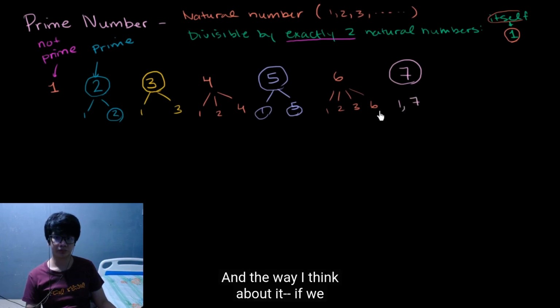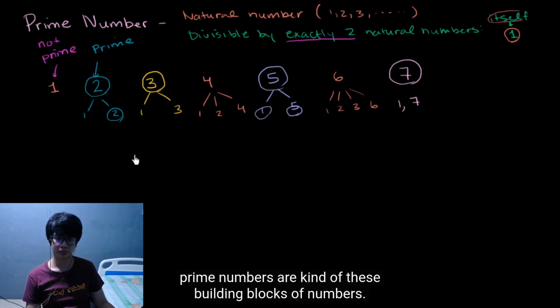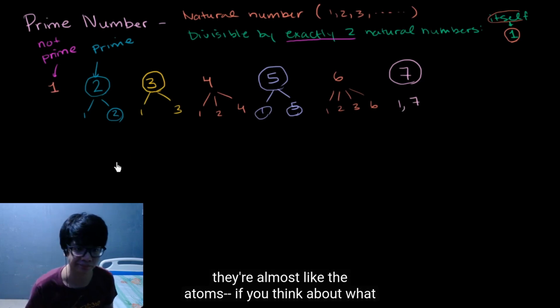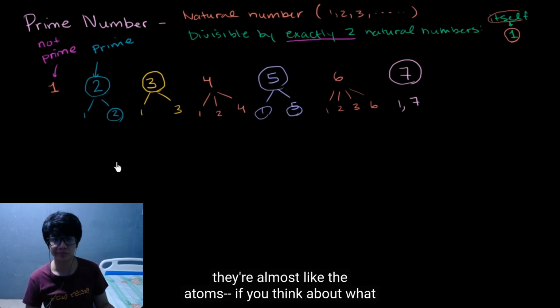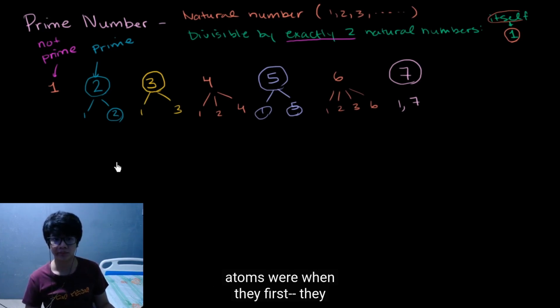And the way I think about it, if we don't think about the special case of 1, prime numbers are kind of these building blocks of numbers, that you can't break them down anymore. They're almost like the atoms. If you think about what an atom is, or what people thought atoms were when they thought it was kind of the thing that you couldn't divide anymore.